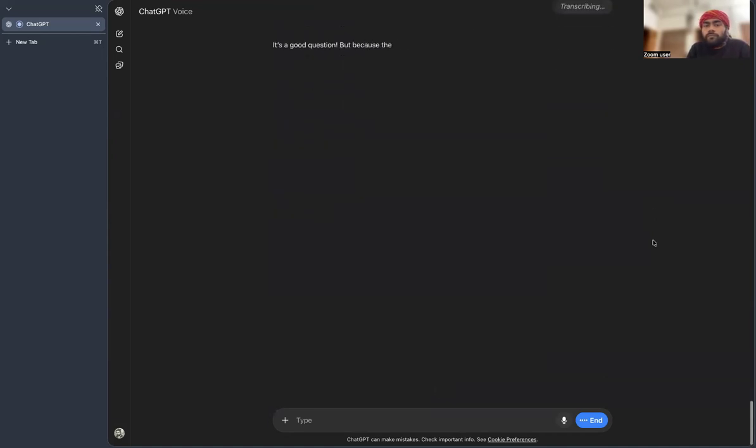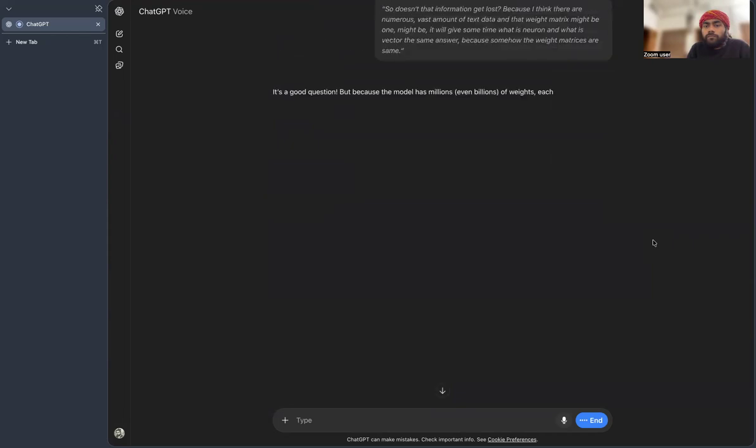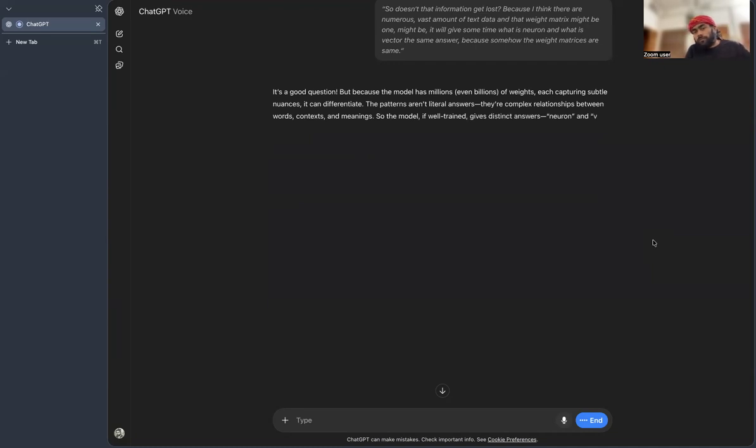It's a good question, but because the model has millions, even billions of weights, each capturing subtle nuances, it can differentiate. The patterns aren't literal answers, they're complex relationships between words, contexts, and meanings. So the model, if well trained, gives distinct answers. Neuron and vector won't get mixed up. It's the sheer scale and complexity of those weights that lets it hold on to meaning.